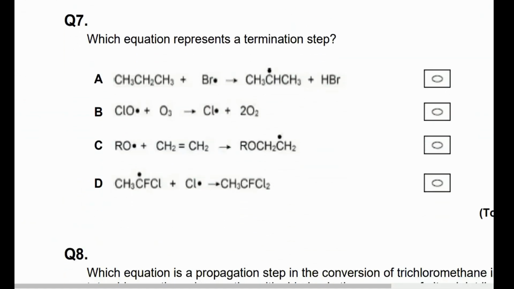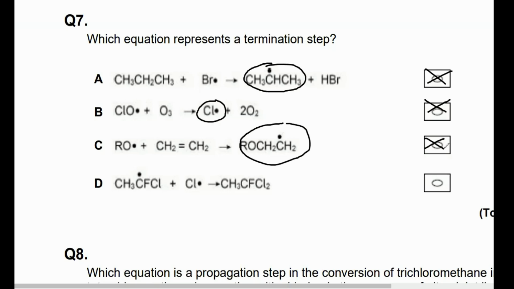Okay, which equation represents a termination step? So we've looked at these. Let's look at that first one. We've got a free radical on the left and on the right. That is propagation, so get rid of that. Again, B is propagation, so get rid of that. Again, C is propagation, free radical on the left and right. With a termination step, which is D here, we have two free radicals coming together to make an unreactive compound. Certainly they form products where you don't have another free radical, so it cannot propagate, it cannot continue the free radical substitution. Okay, that's question 7 done.